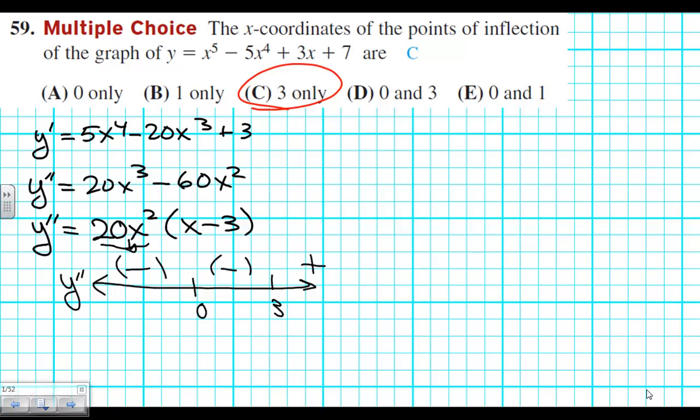Now, to say this another way, if we want to find the actual point, though, well, it didn't ask for it. It only asked for the x coordinates, so it's cool. And if we wanted to find the actual point, we plug that 3 back into the original equation.